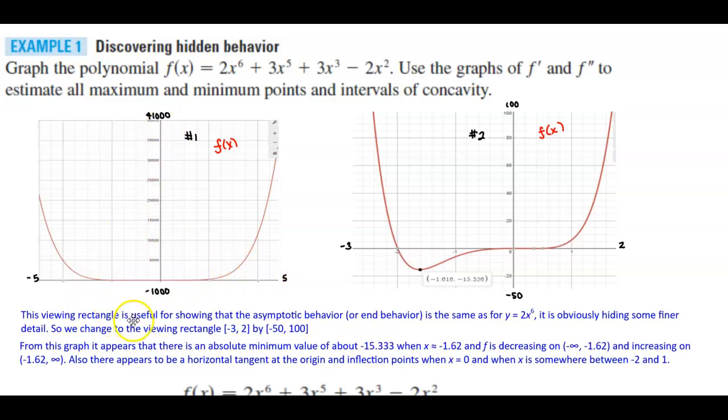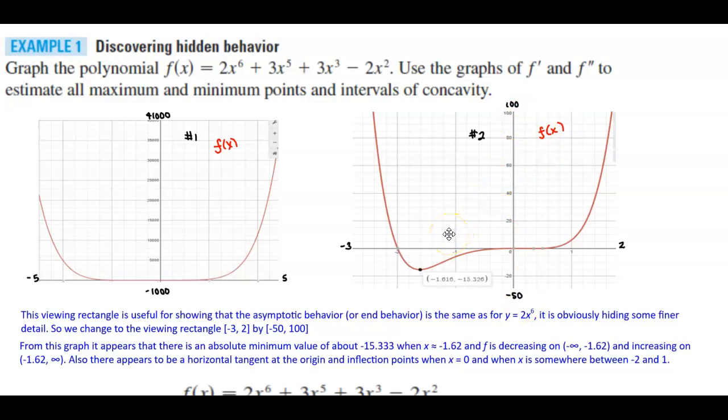Now this viewing rectangle is useful for showing that the asymptotic behavior, or the end behavior, is the same as for the function y equals 2x to the 6th. But it is obviously hiding some finer detail. So we want to change to the viewing rectangle in number 2. We're going to go from -3 to 2 and then from -50 to 100. So here is our function.